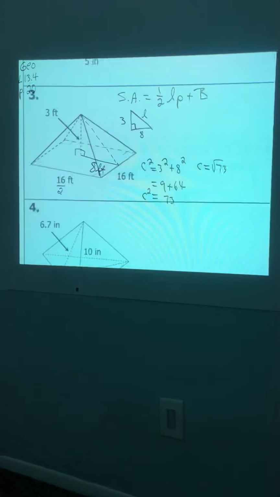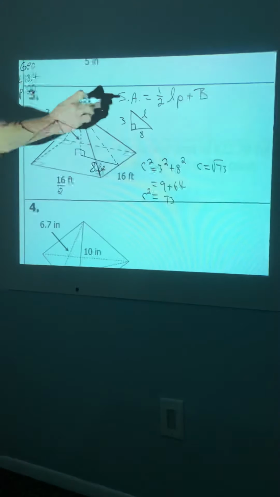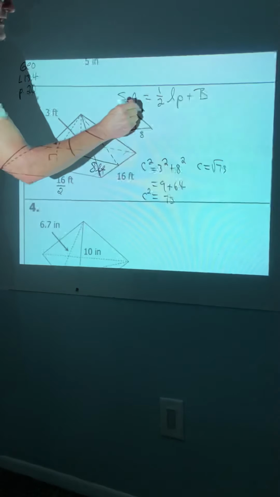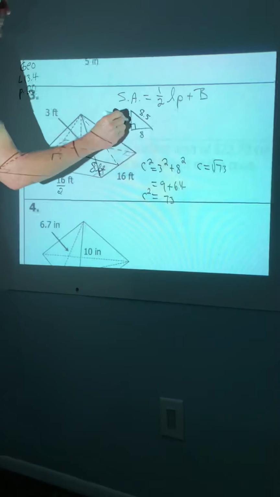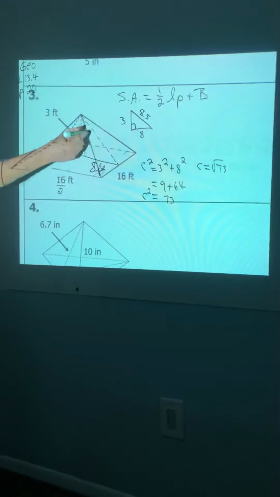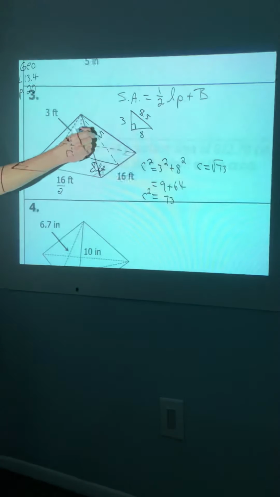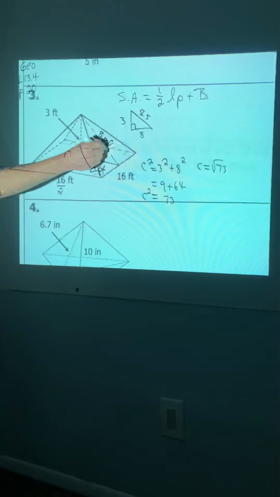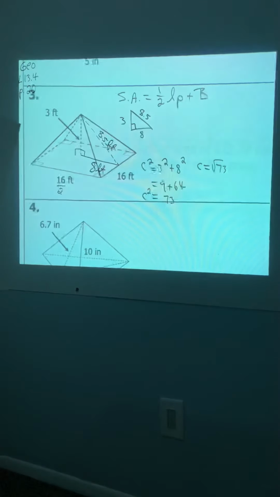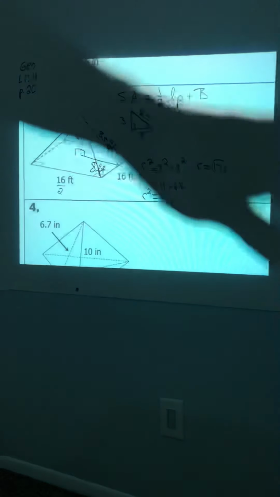Alright, take out my old faithful calculator. Hit the square root button, type in 73. I'm going to round it to the tenths place, and I get 8.5. Okay, 8.5 is that right triangle's hypotenuse, which is right here. And then look, there's that fun slant height. You're sliding down that pyramid. And now we're going to be good to go to finish this.